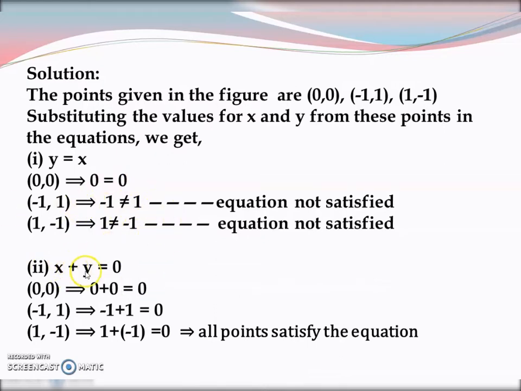So now we move on to the second equation, x plus y is equal to 0. So here the sum of the 2 coordinates should be giving you 0. So 0 and 0 if you put in this equation, you will get 0 plus 0 is 0. So the equation is satisfied. -1 and 1 also if you put here, -1 plus 1 is equal to 0. So the equation is satisfied. And the third coordinate 1, -1, also the sum of these 2 coordinates is 0. So all 3 points are satisfying this equation x plus y is equal to 0. So we can say that this is the equation of the line x plus y is equal to 0.